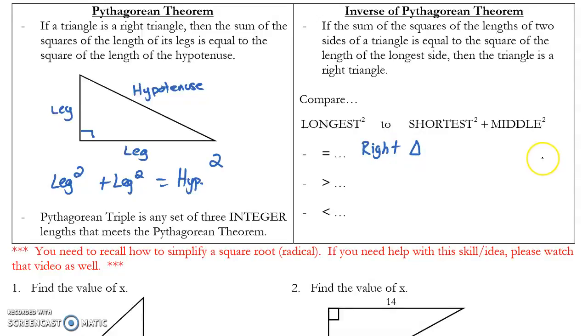But what if it's not equal? Well, now I have to decide. If it's bigger, so this symbol means the longest side squared is greater than the shortest side squared plus the middle side squared. That means really long. And remember, the bigger your side length is, the bigger the angle across. So if it's equal, my angle across is 90. If it's bigger, the angle is bigger than 90, or obtuse. That makes this an obtuse triangle. And then less than means it's less than 90, or an acute triangle.